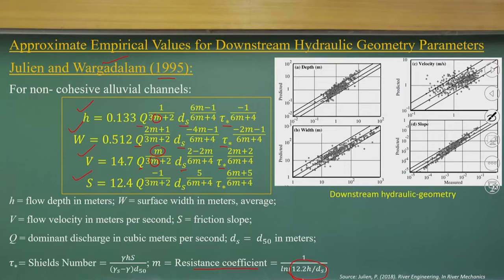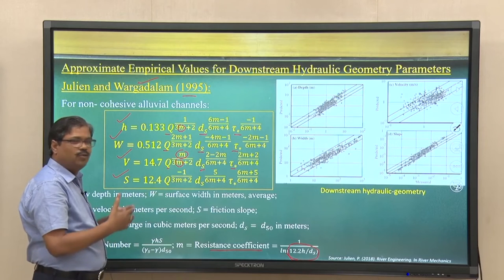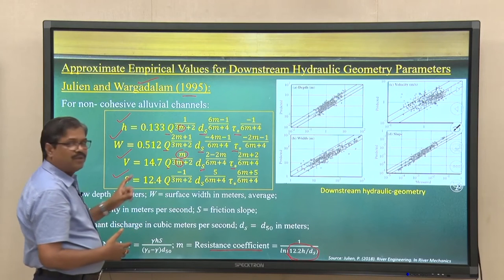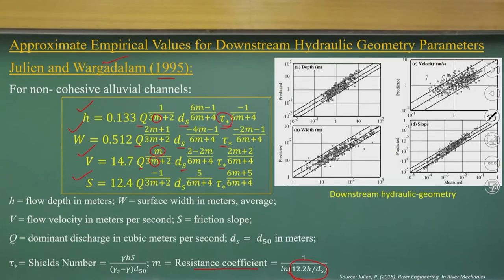So as compared to the Lacey equations, now we are going into more detail. It does not depend only on Q and d s; it also depends upon the Shields number and a power exponent. Like in the earlier case, we had width equal to 2.66 Q to the power half. But in this case, the width of the river has exponents of 2m plus 1, 3m plus 2.